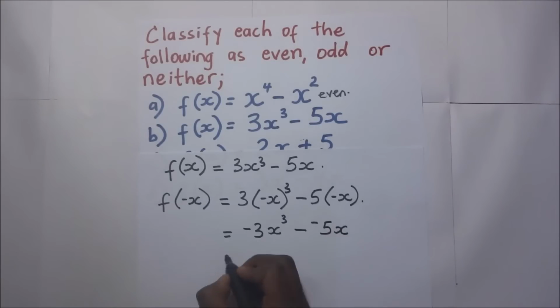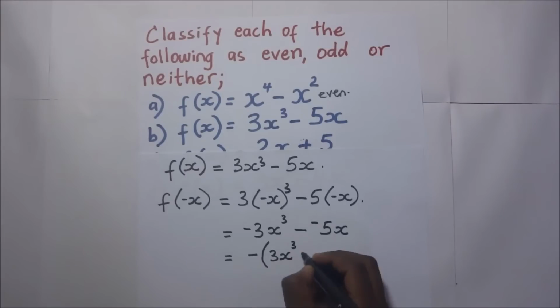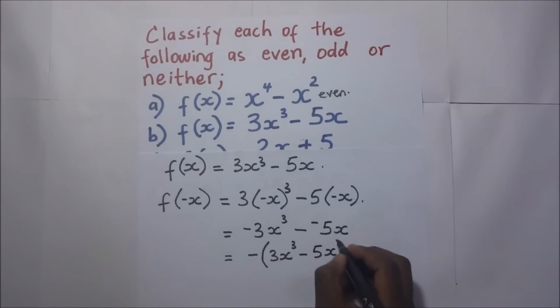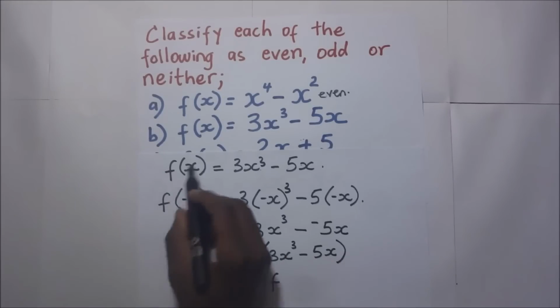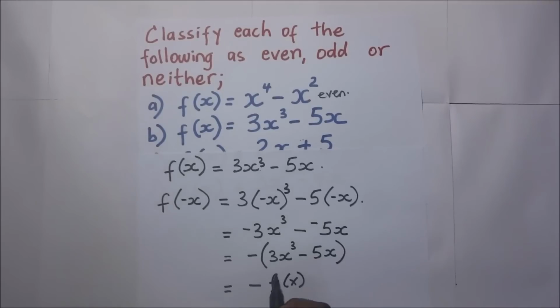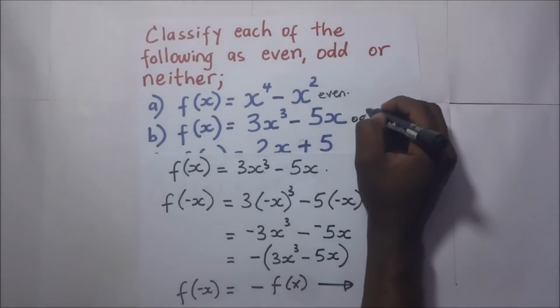Now if you put this negative outside the brackets, it becomes negative into 3x cubed minus 5x. And if you notice, what is in the brackets here is 3x cubed minus 5x, which is f of x. This is minus f of x. So when we plugged in f of negative x, we ended up with that. This is a property for odd functions. So it means that this is an odd function.